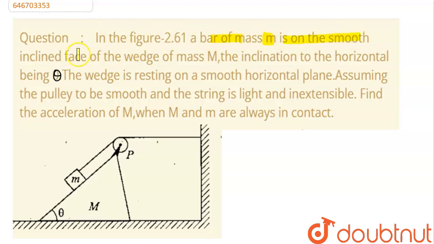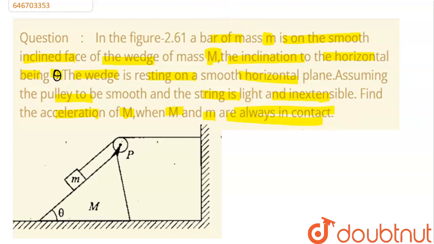Hello students, so the question is: in the figure, a block of mass small m is on the smooth inclined face of the wedge of mass capital M. The inclination of the wedge to the horizontal is theta. The wedge is resting on the smooth horizontal plane. Assuming the pulley to be smooth and the string to be light and inextensible, find the acceleration of capital M and small m. This will be small m and this will be capital M, when capital M and small m are always in contact.